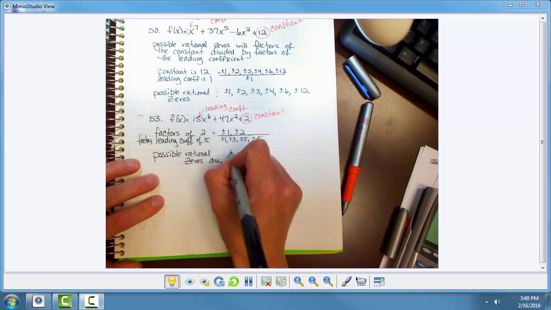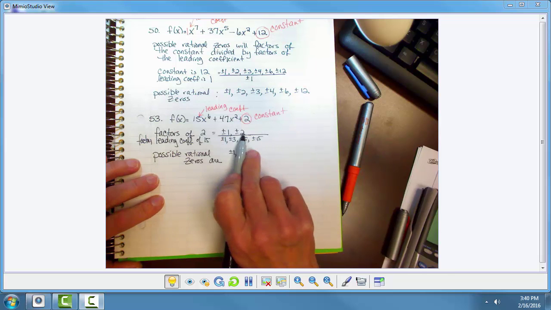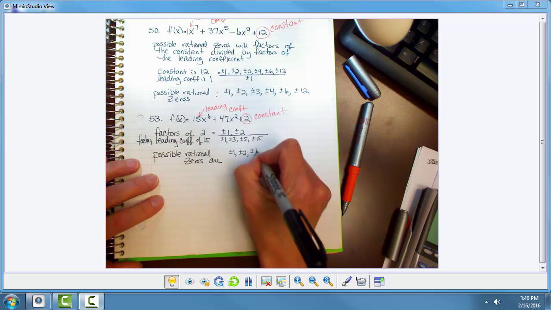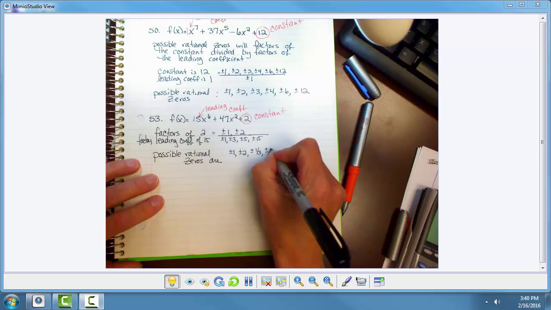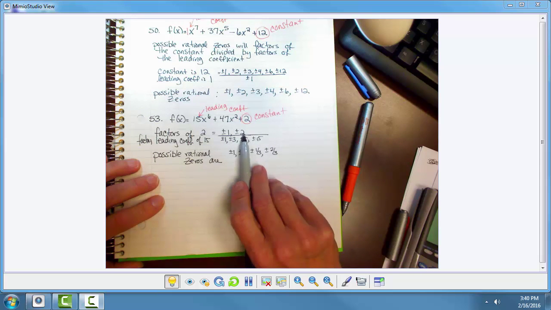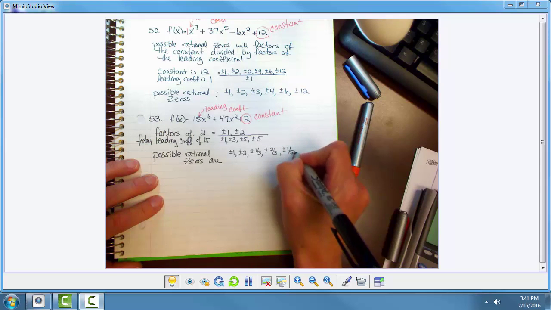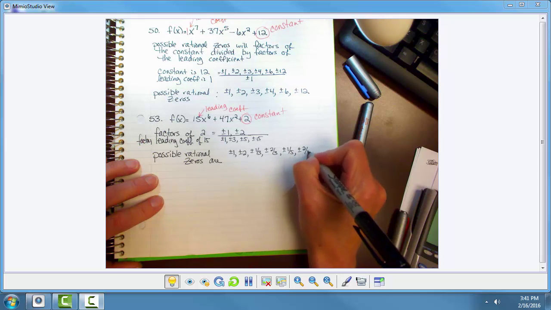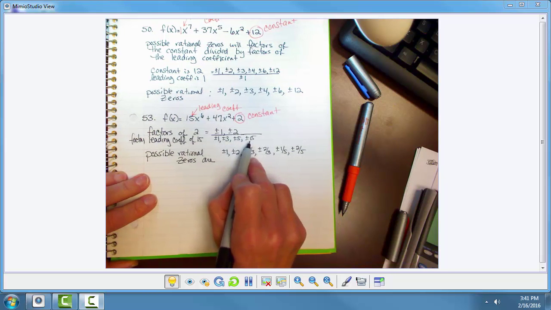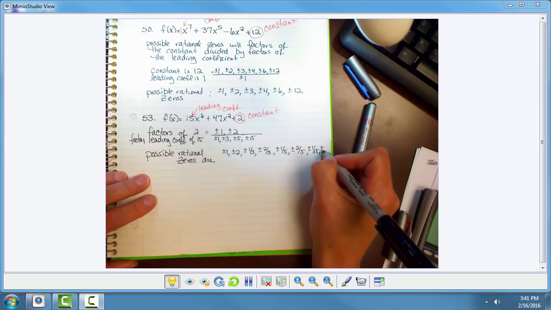So that'd be plus or minus 1 and plus or minus 2. Then take the 1 and the 2 on the top and divide by plus or minus 3. So that'd be plus or minus 1/3 and plus or minus 2/3. Then plus or minus 1 and plus or minus 2 divided by the 5: plus or minus 1/5 and plus or minus 2/5. And then those two on the top divided by 15: plus or minus 1/15 and plus or minus 2/15.